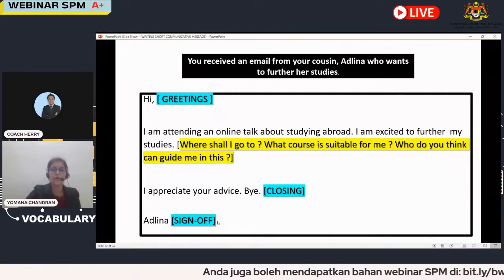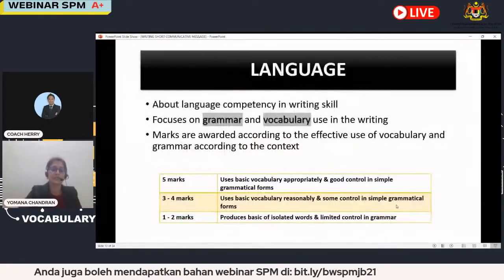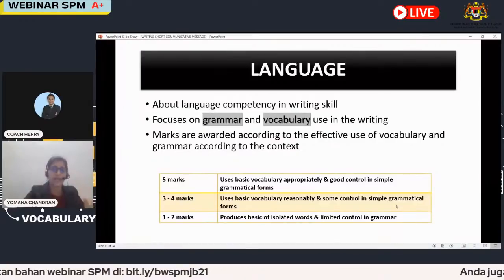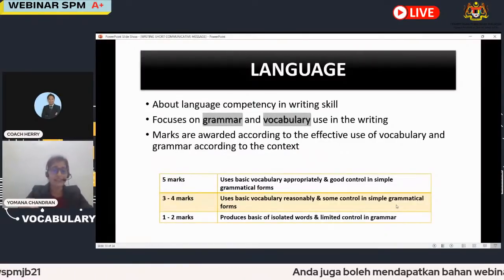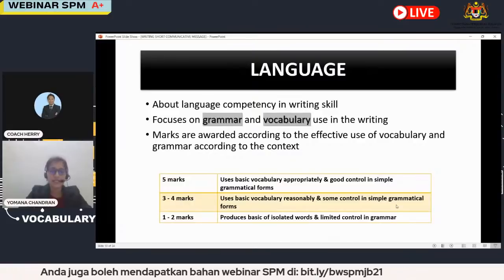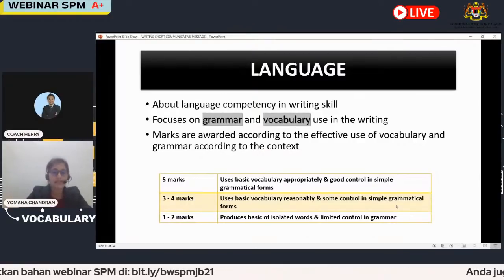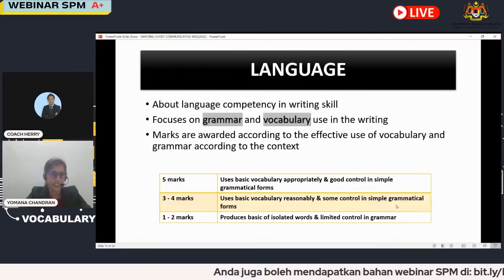All right? Okay. So this is the third descriptor. Now, this is the most awaited descriptor, I believe. I had 2 questions already about language. Talking about language, this is the last descriptor. This is about language competency in your writing skill. The focus is on grammar and vocabulary. Marks are awarded according to the effective use of vocabulary and grammar according to the context.